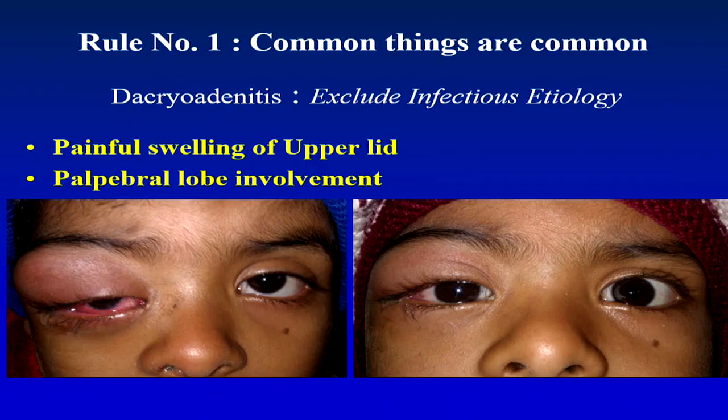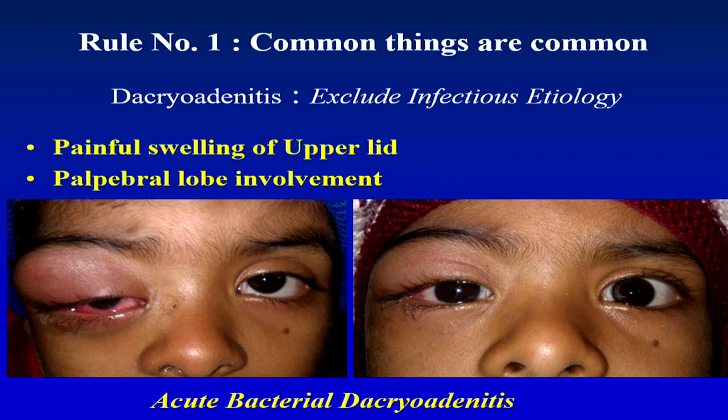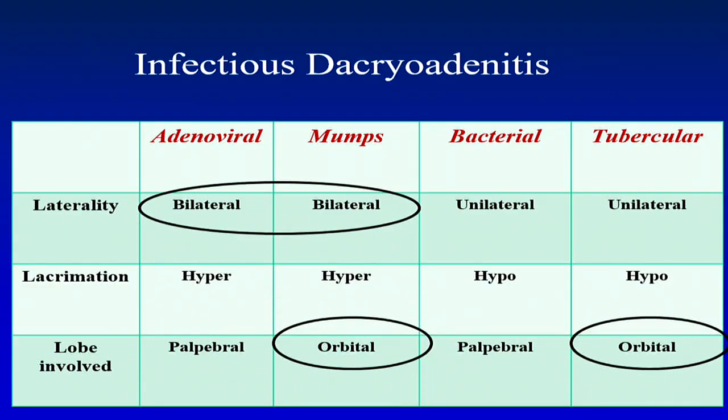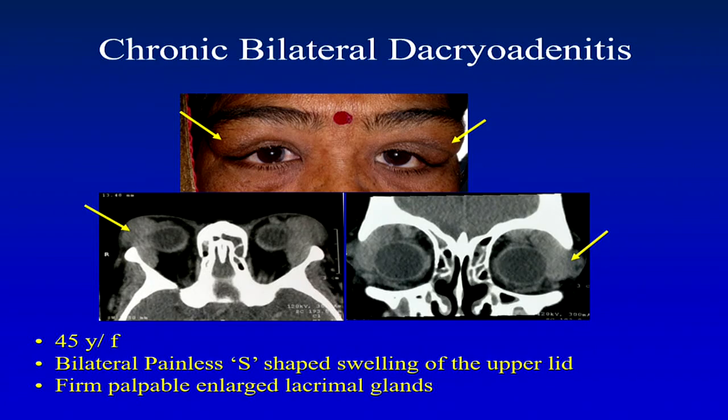So the inflammatory commonly include the infectious etiologies, and we must rule them out first, and this was the case of a bacterial dacryoadenitis. You must see whether it's bilateral or unilateral. Bilateral cases are mostly viral, and the orbital lobe is more frequently involved in mumps and tubercular etiologies.